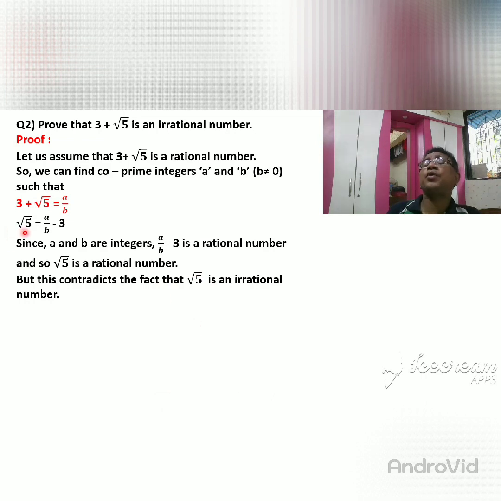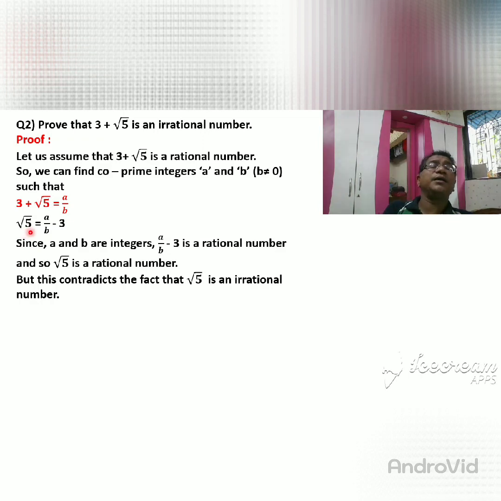Whatever be the square root of root 5, suppose root 36, you can say the square root of root 36 is 6, root 49 is 7, root 64 is 8, means you can easily say the square root of that number, so it is a rational number.